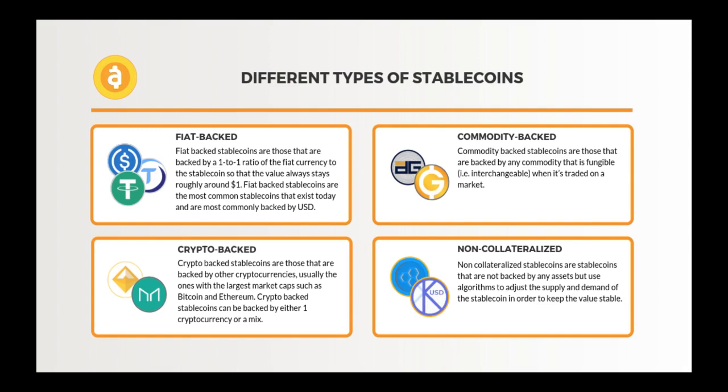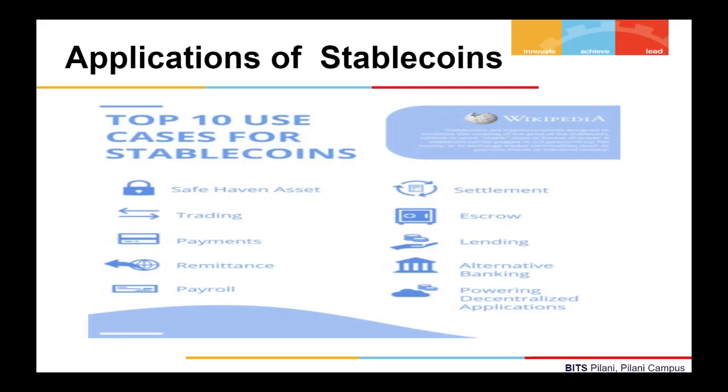An emerging alternative model is the use of an algorithm and an associated reserve token to peg a stablecoin to USD instead of using cash reserves. Such stablecoins are considered decentralized as they do not rely on a single entity to maintain the collateral. So now that we have an idea about stablecoins, let's explore some of their real world applications.